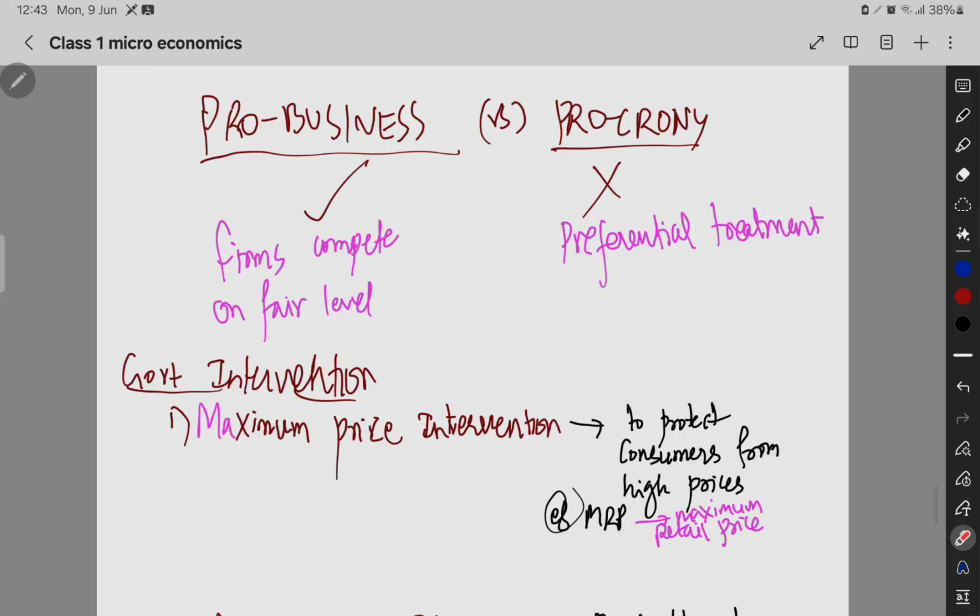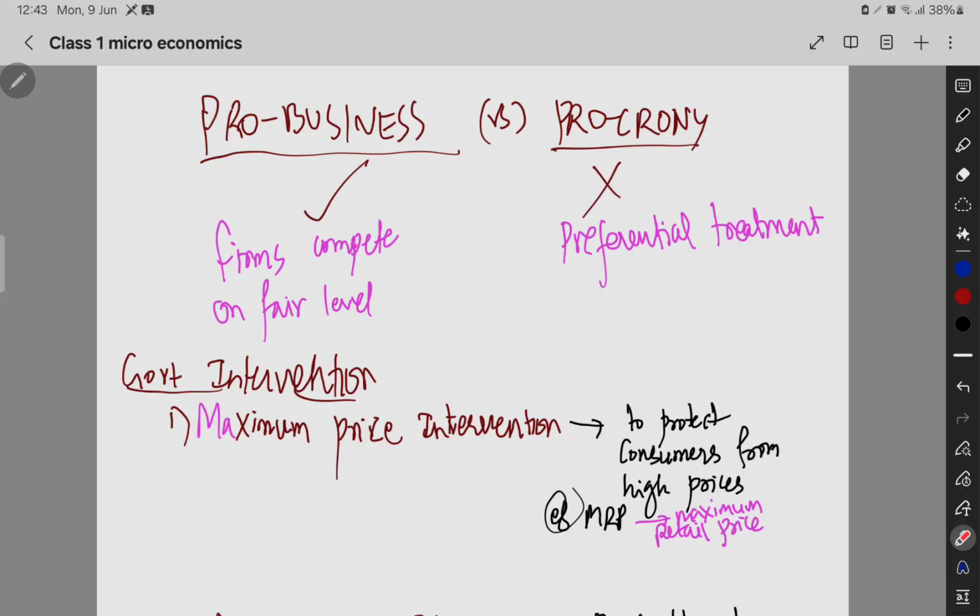Now let us see some more terms. What is pro business and what is pro crony? What is the difference between them? In pro business, it is pro business. मतलब firms compete on a fair level. But in pro crony, there is a preferential treatment. For example, this company is related to social welfare.